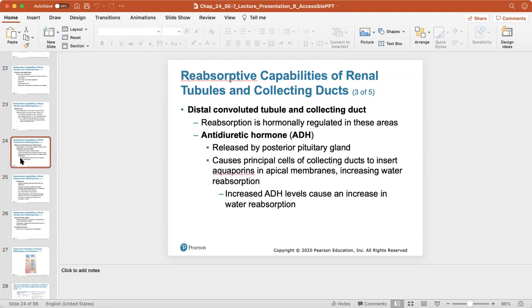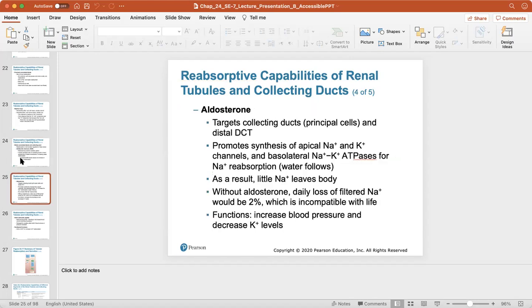Then we get to the distal convoluted tubule and the collecting duct. Reabsorption is hormonally regulated in these areas. So antidiuretic hormone, which is released by your posterior pituitary gland, causes the principal cells of the collecting duct to insert extra aquaporins, which increases water reabsorption in the distal convoluted tubule. So an increased ADH level causes an increase in water reabsorption, which will result in much more concentrated urine.